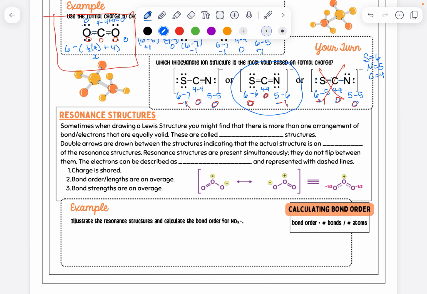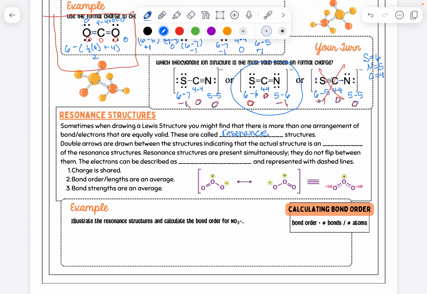Now we're going to talk about resonance structures. Sometimes when drawing a Lewis structure, you might find that there is more than one arrangement of bond electrons that are equally valid. These are called resonance structures. So when we were drawing our Lewis structures, remember we could take the extra electrons from one or more of the oxygens. We call those resonance structures.